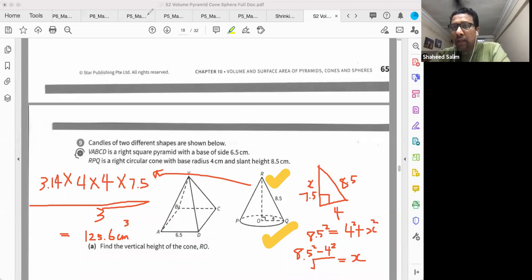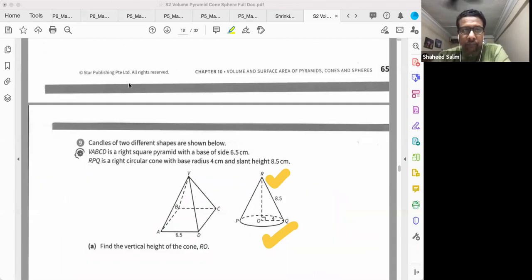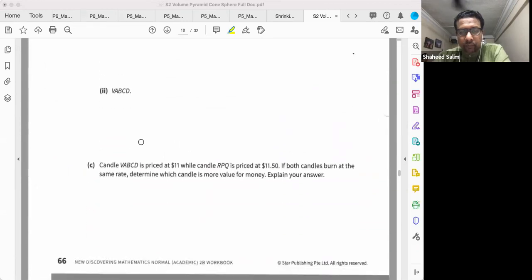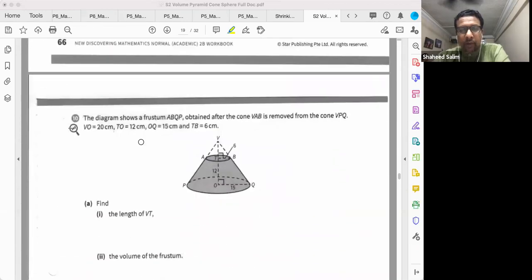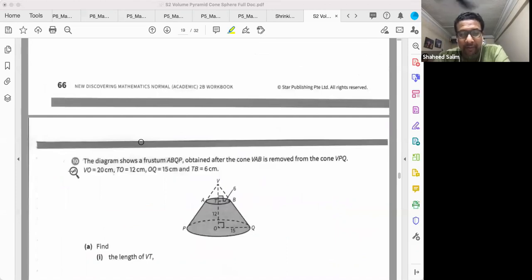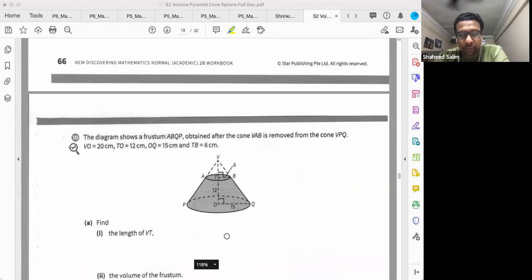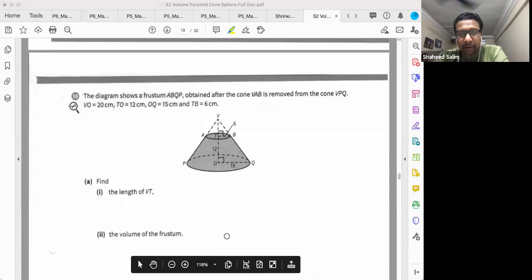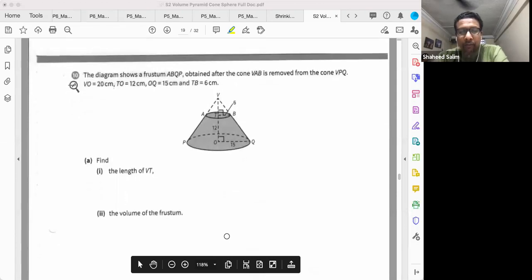So if this is okay, we will move on to the very last one. Okay, sorry, hold on. Let me see. This one is 12. TO is 12. Okay. They want you to find now the length VT. Can you try this one?